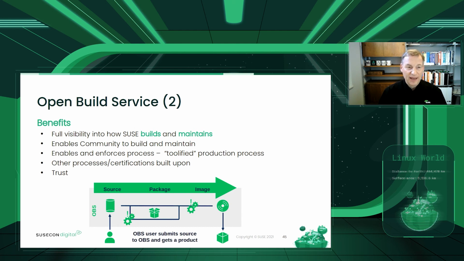And it not only enables specific processes, but it enforces processes. More or less, it's a toolified production process of a specific part of the secure software supply chain. Other processes are built upon or can be associated to it, for example, openQA. You can integrate it into CI/CD environments, and I already said Git. This gives trust, and this is why we are publishing it and why we are a little bit proud about this service that we are also offering to other communities.